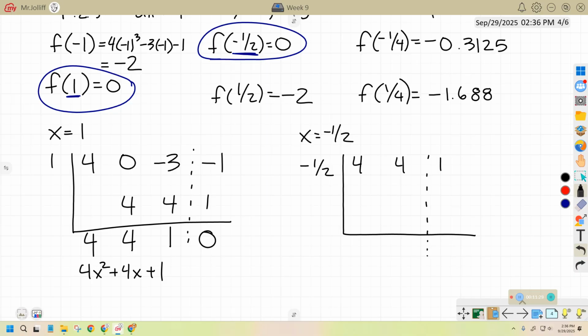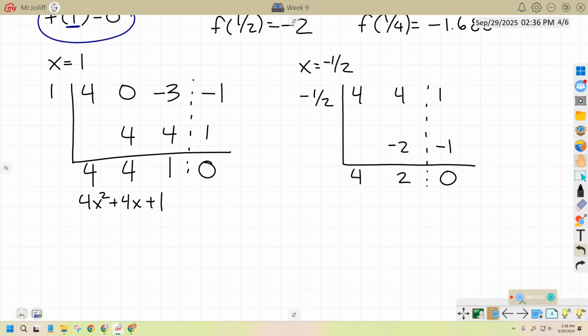Same process. Bring down the 4. What is negative 1/2 times 4? Negative 2, yeah. 4 plus negative 2 is 2. Negative 1/2 of 2, negative 1. 1 plus negative 1 is 0.